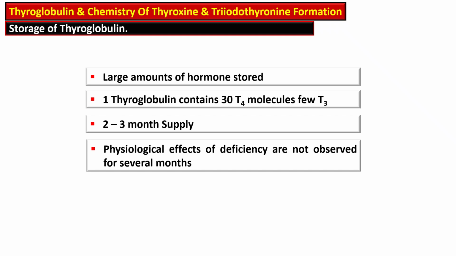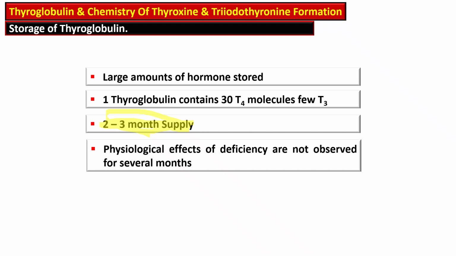So they have got storage capacity, so in the period of deficiency, they can supply the hormone to the body. The supply can last for the next 2 to 3 months. So they have enough hormone to supply in case of deficiency.